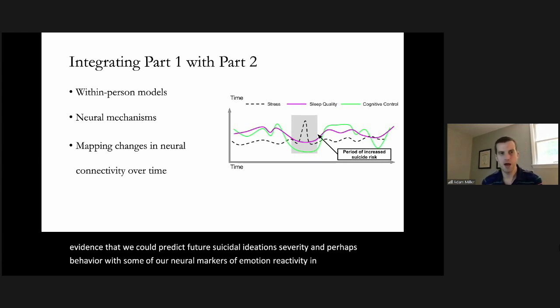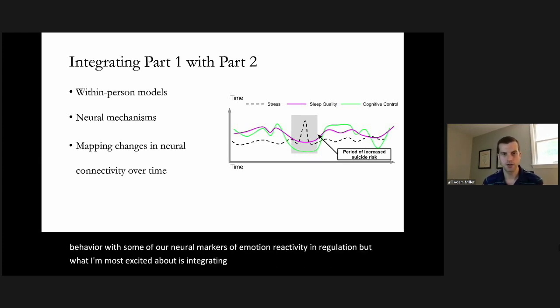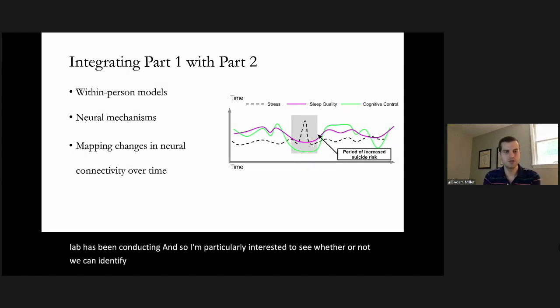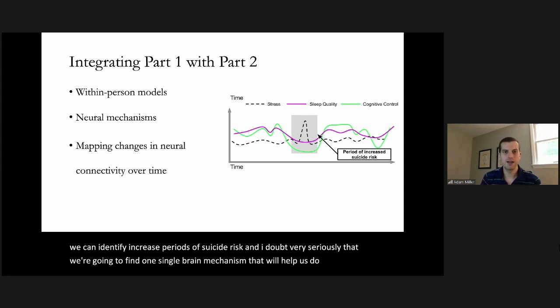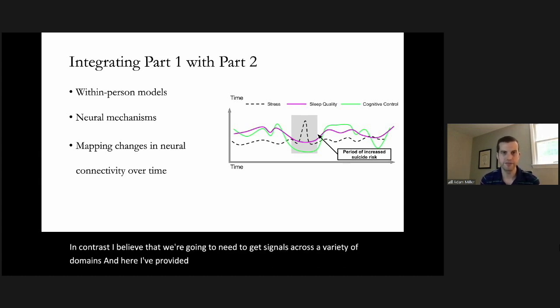But what I'm most excited about is integrating both our within-person models that I was describing earlier with some of the more recent neuroimaging work that my lab has been conducting. And so I'm particularly interested to see whether or not we can identify increased periods of suicide risk. And I doubt very seriously that we're going to find one single brain mechanism that will help us do this. In contrast, I believe that we're going to need to get signals across a variety of domains. And here I've provided a hypothetical graph looking at sleep quality and cognitive control during periods of increased stress as potential markers or constellation of risk factors that increase suicide risk in the acute moments of a crisis.